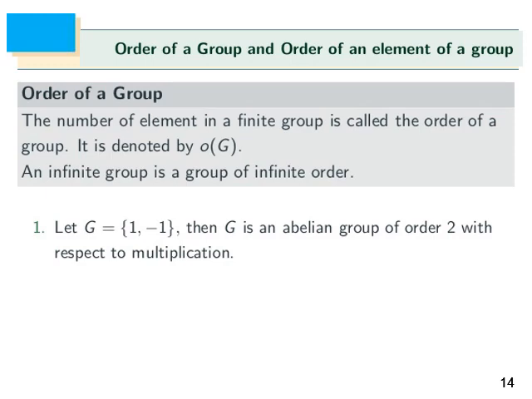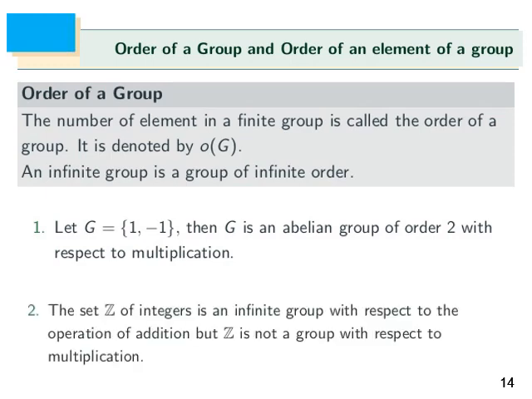Let G be a group of two elements 1 and -1, then G is an abelian group of order 2 with respect to multiplication. The set of integers is an infinite group with respect to the operation of addition, but this is not a group with respect to multiplication. So the order of such a group is infinite.